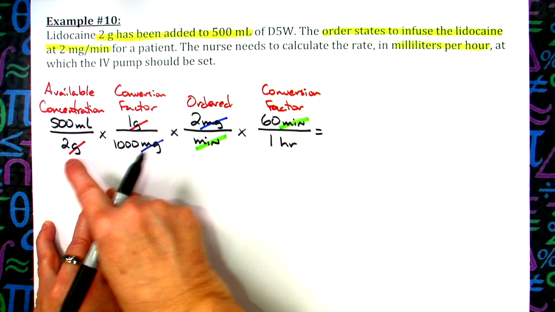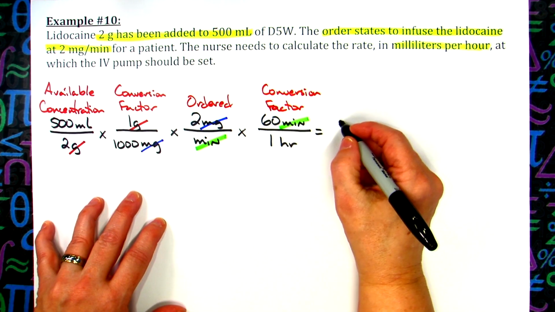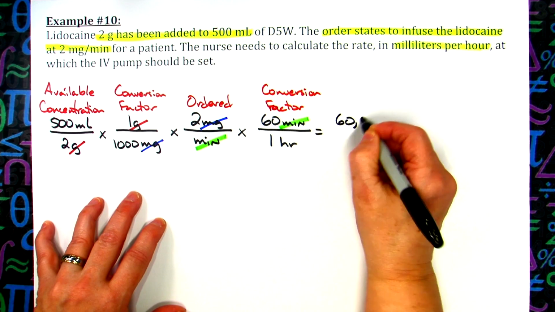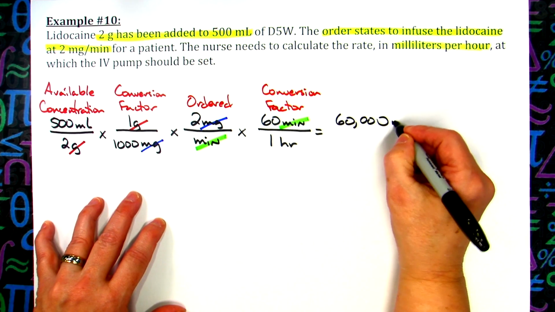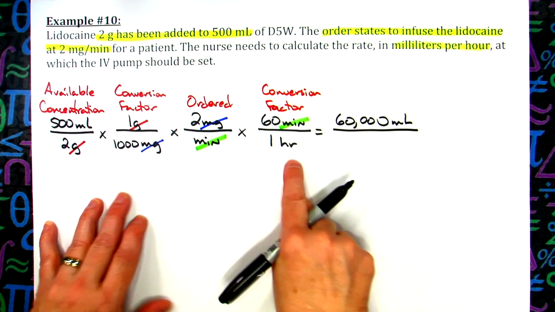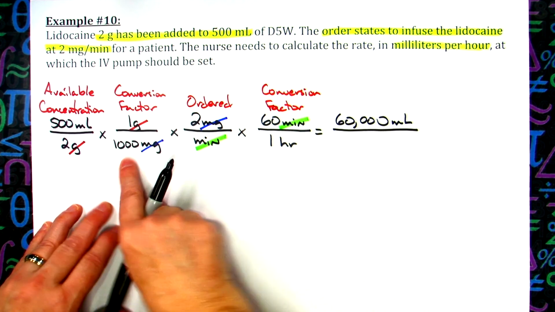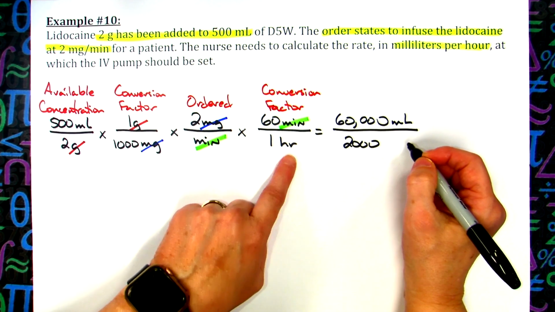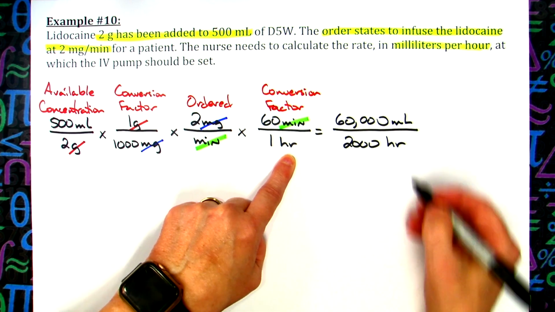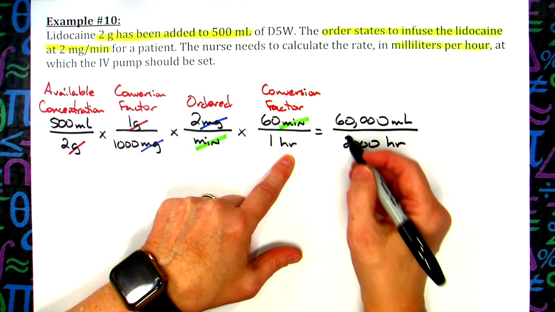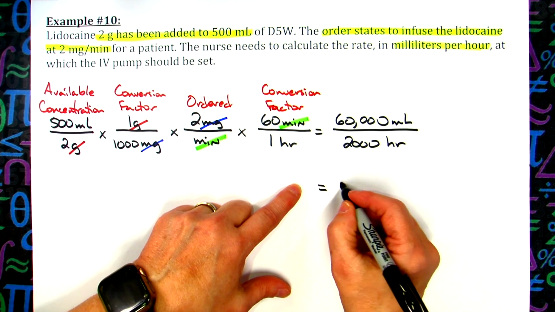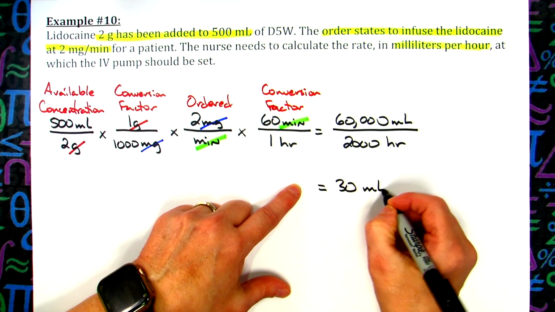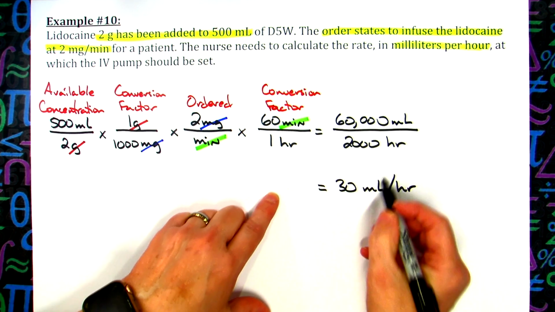So now I can multiply straight across the top. That's going to be a 60,000. The only label there will be milliliters. Okay, the only thing I got to multiply there on the bottom is that 1,000 times the 2, so I'll have a 2,000. And the only label left is hours. So I got the right units there. Doing a calculation there of dividing, I will have 30 milliliters per hour.